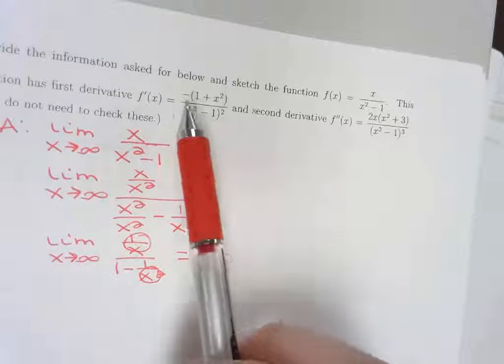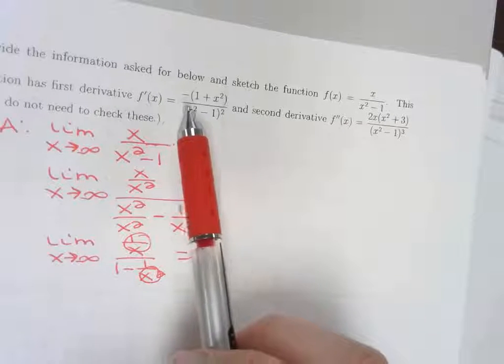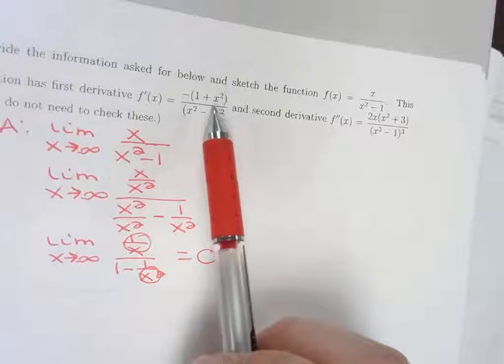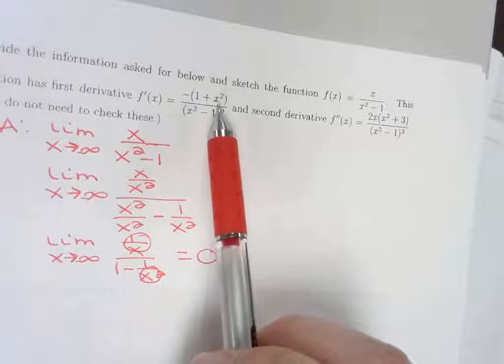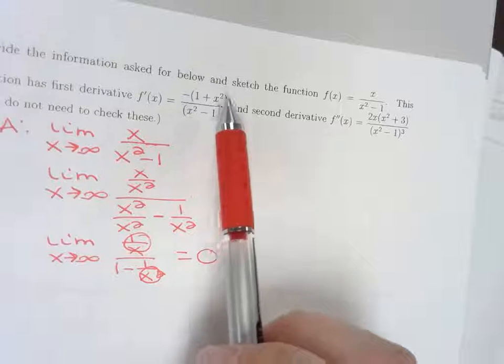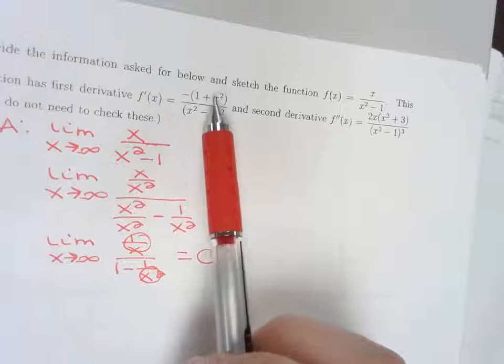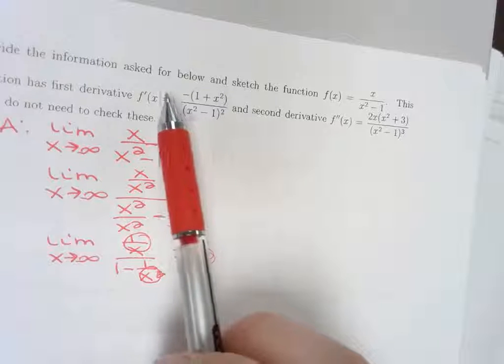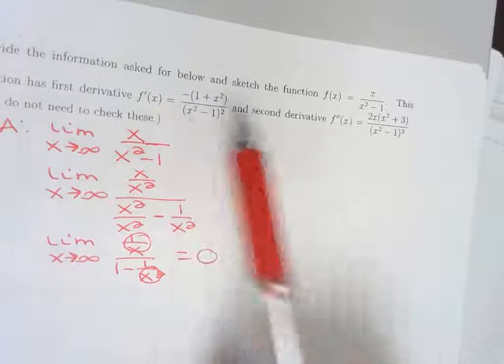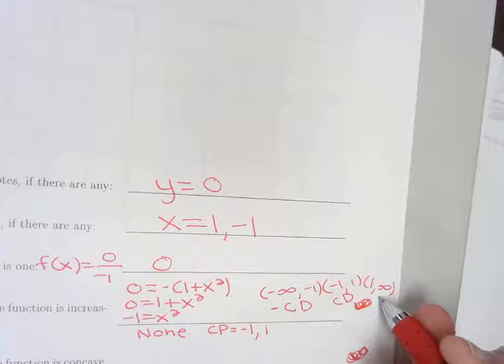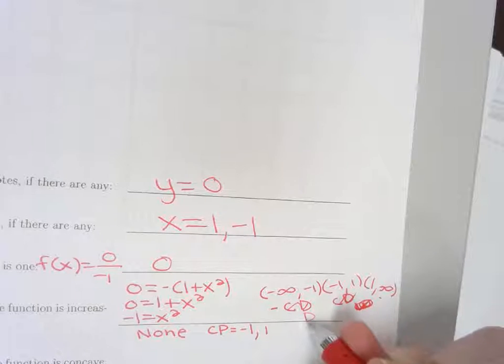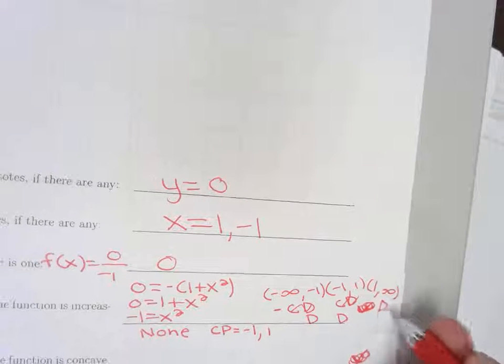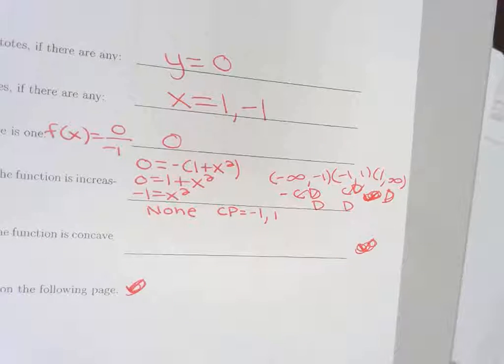Look at it, the top will always be negative no matter what, because there's no way to square something and get a negative. x squared will always be positive. Any positive number plus 1, multiplied by the negative, will be negative over positive. So it's always decreasing. Sorry, I said concave down, wrong thing. It's always decreasing, so none.